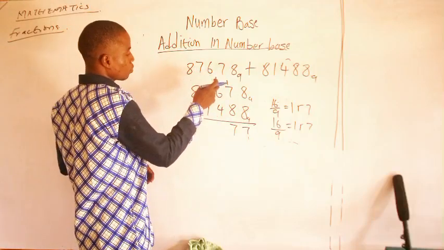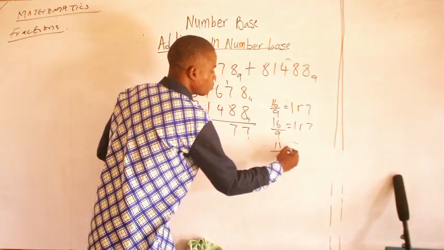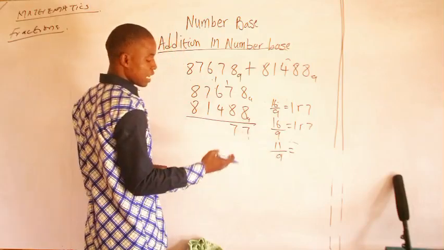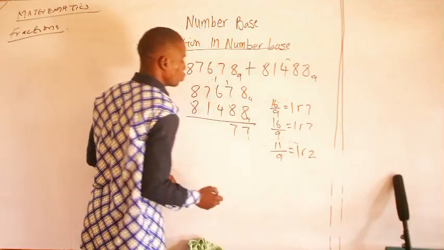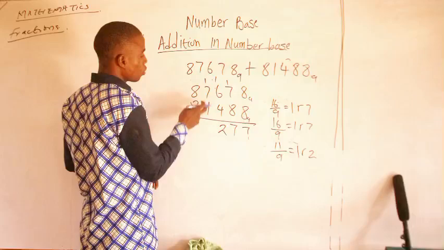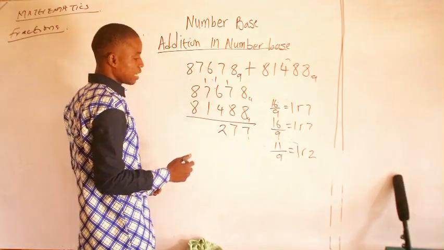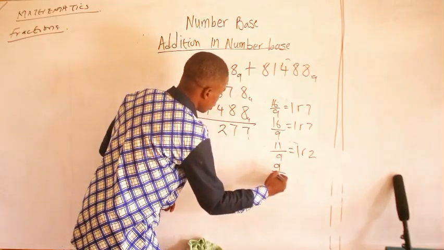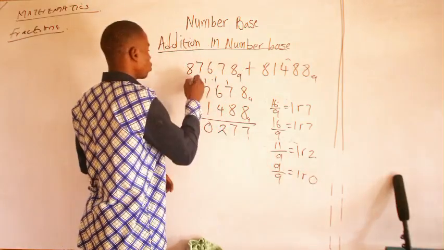And this one is 10, 11. Now, 11 over 9, because it's above the base 9. 11 divided by 9 is 1 remainder 2. Now, you write the 2 here and you put the 1 here. Now, this one plus this: 7, 8, 9. That's 9. 9 is up to the base. 9 divided by 9 equals 1 remainder 0. You write 0 here. The next one, put it here.